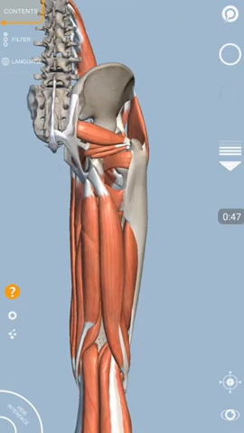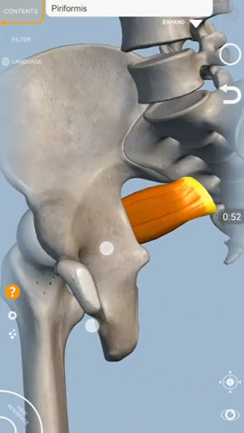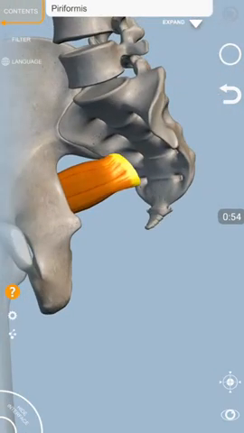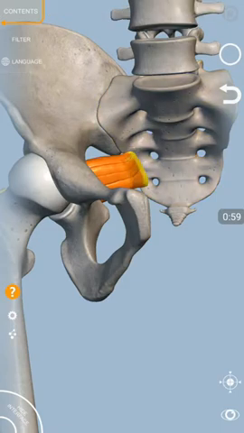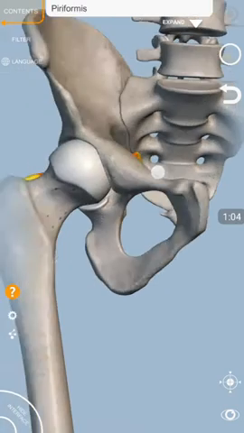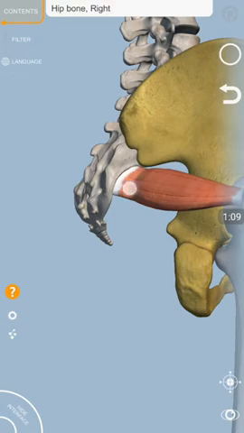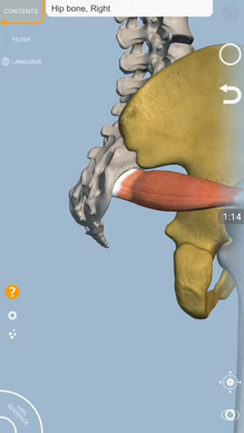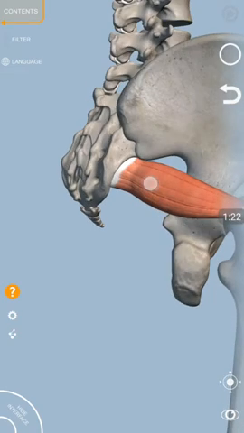Again, I'm going to remove them. So this is the piriformis muscle. Here we can see this piriformis muscle. It originates from the anterior or ventral surface of the sacrum. Then it comes out of the pelvis through the greater sciatic notch, which has been transformed into the greater sciatic foramen by the sacrospinous ligament. So this is the piriformis muscle.